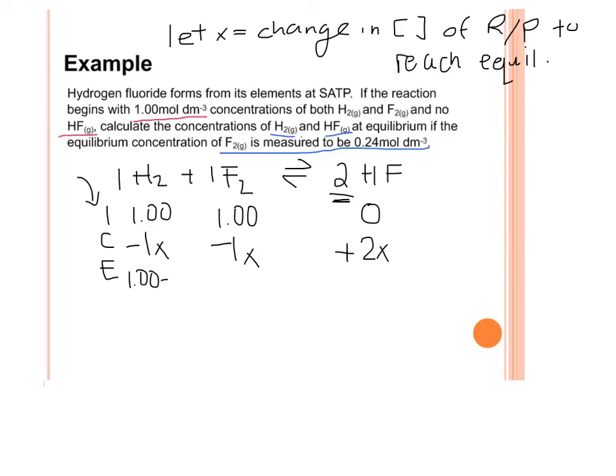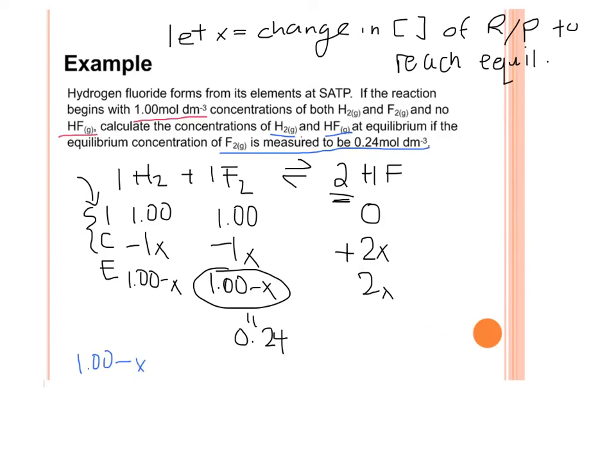Our E column is just adding our I and our C together. So we're going to have 1.00 minus 1x for both H2 and F2, and just 2x for HF. The problem gives us, though, that this concentration here at equilibrium is 0.24 moles per liter. So we can figure out what x is by solving this equation. If we do that, x is 0.76, and these are always concentrations, so moles per decimeter cubed.